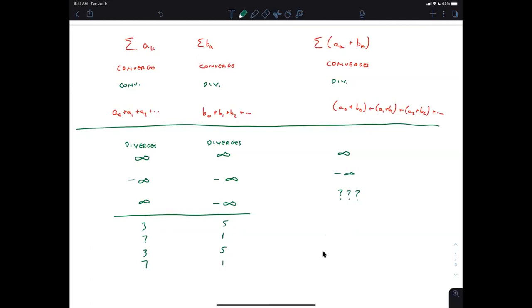8, 8, 8, 8. And if it's 8 every time, what does it do? Converges. So if you have a_k and b_k both diverging, there are ways where this could diverge, but there are also ways where this would converge. And so it's not clear, only knowing this, what happens over here.